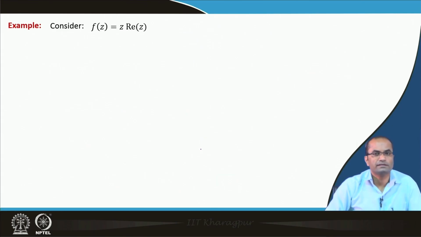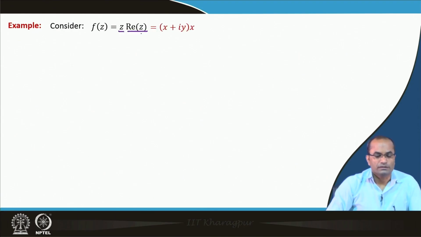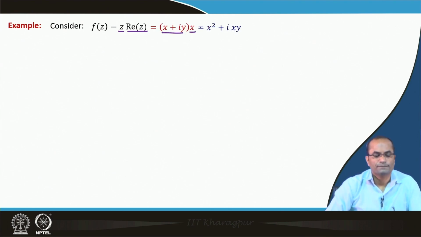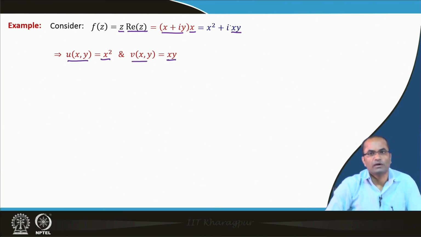So, coming to the next example, where the function is z times the real part of z, which we can write. So, z is x plus i y, and then we have x for the real part of z. Again, we can break it into u and v. So, u(x, y) is x squared, and v is x y.